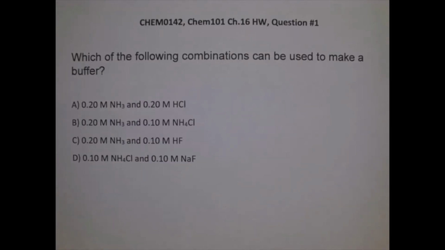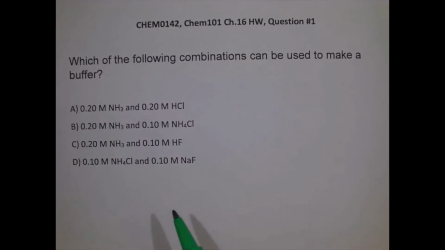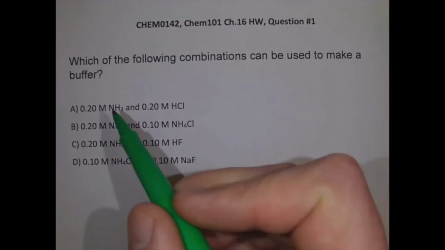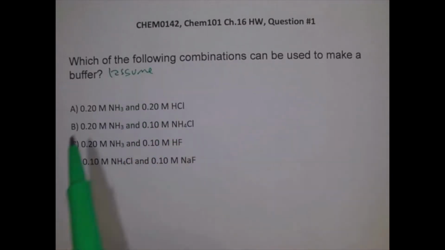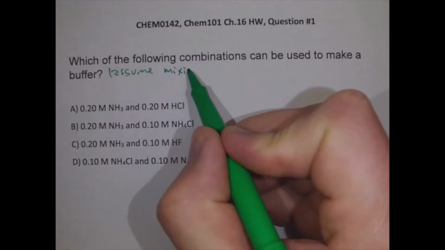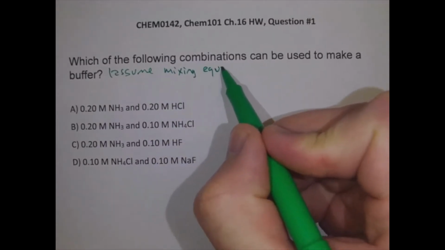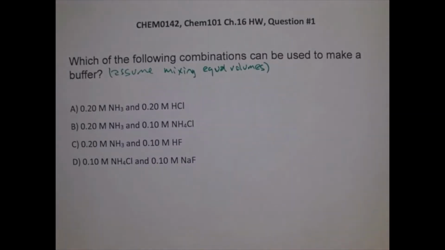Okay, so in this question we are asked to figure out which one of these combinations can be used to make a buffer. There are a couple of things we need to lay out first in order to answer the question. First of all, we're going to make an assumption: we're going to assume we're mixing equal volumes. It's kind of a flaw in the question. I think they should have stated that explicitly, but we need to make that assumption in order to answer the question in the best way that we can.